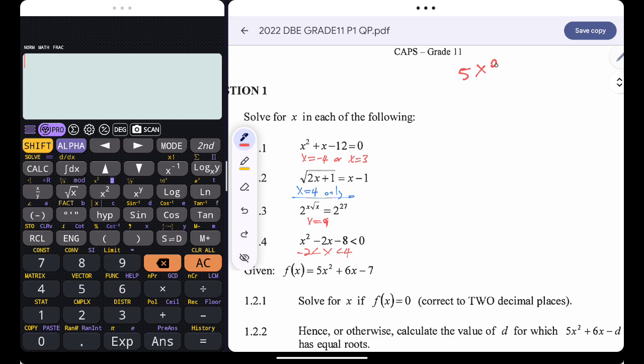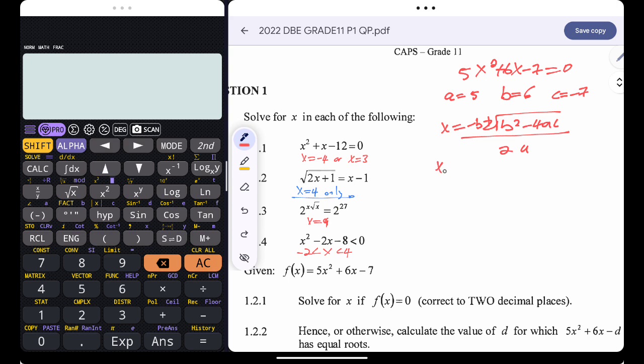Since this is my equation and I'm told that f of x is equal to 0, it simply means 5x squared plus 6x minus 7 is equal to 0. The value of a is anything in front of x squared, the value of b is anything in front of x, and the value of c is anything that does not have x. So I'll just say x is equal to minus b plus or minus the square root of b squared minus 4ac all over 2a.